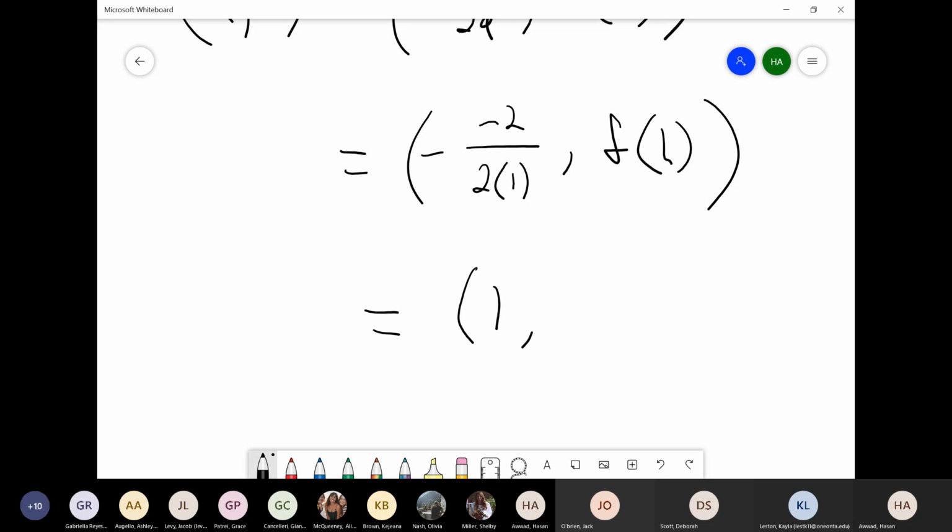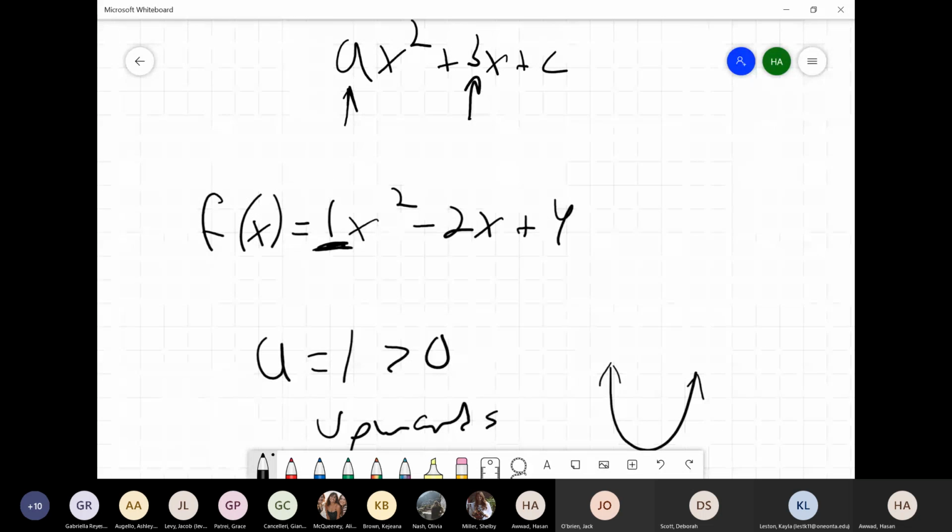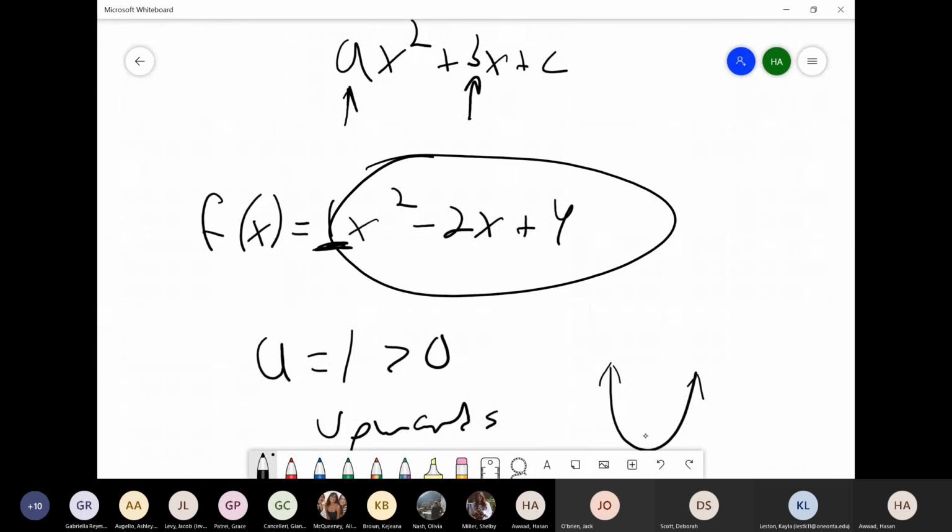So now what we have to do is plug our h, which in this case is 1, into our function. And once we plug it into our function, which again is our original right here, then we can get some sort of output, which will be our k. That will be the y component of our vertex.